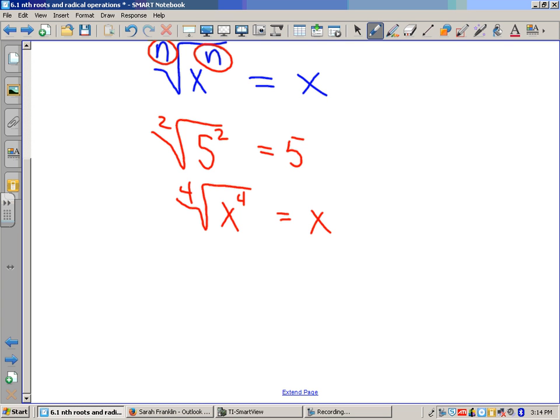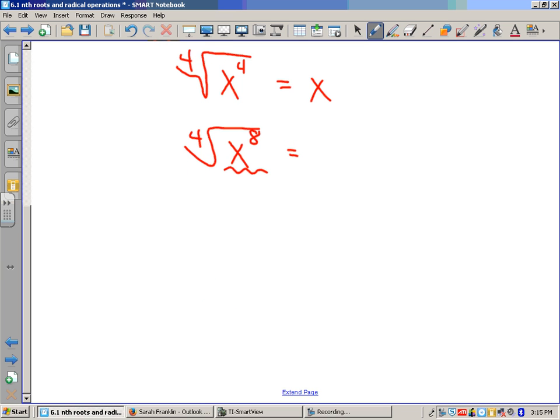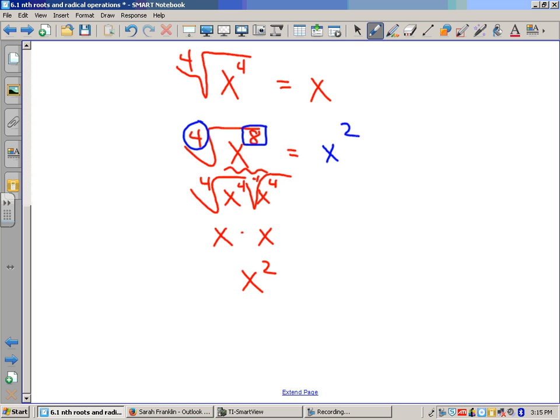Now, if it's the fourth root of x to the eighth, what you want to think about is how many x to the fourth are there? Well, x to the eighth is x to the fourth times x to the fourth. The fourth root of that will give me an x. The fourth root of that will give me an x. X times x is x squared. That's showing all the work. Easier way to think about this, how many times does 4 go into 8? 4 goes into 8 2 times, x squared.